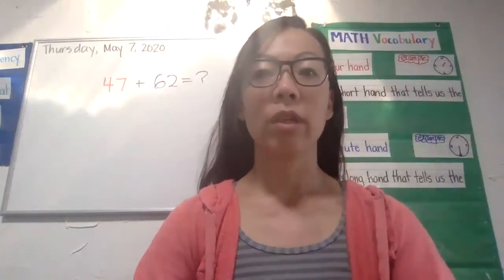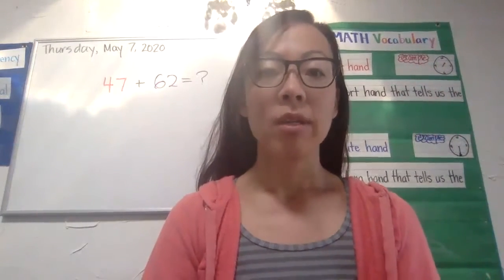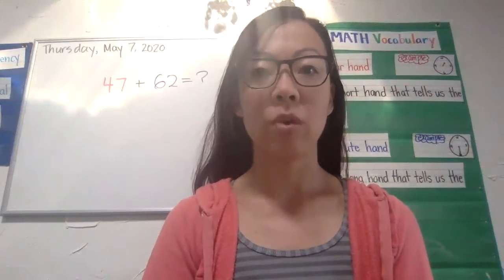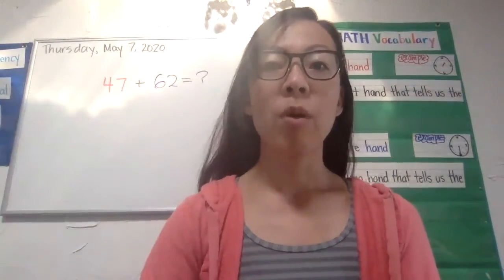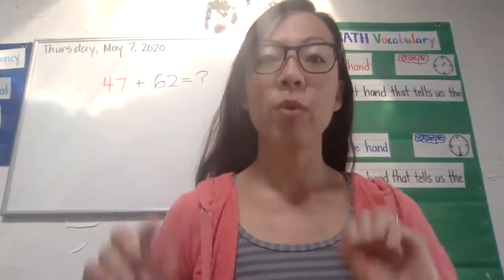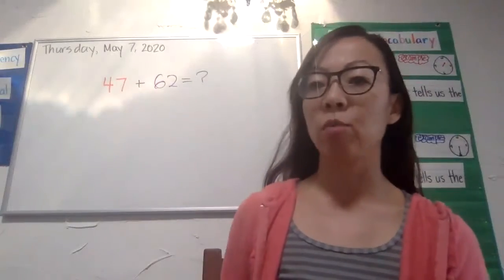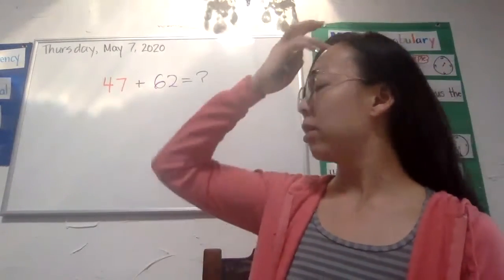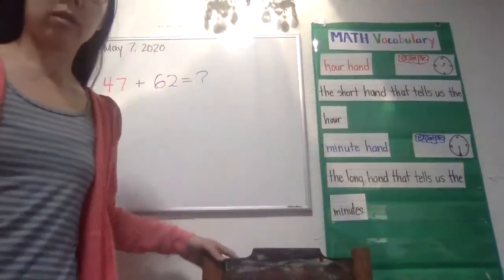Scholars, we've been working with addition in our word problems for our problem of the day and our time. So before we jump into our work on time today, I wanted to take a moment to solve a problem and just do a quick reminder when we're regrouping, because we've been regrouping a lot of ones, but we can also be regrouping tens. So let's take a look at this problem. This is 47 plus 62. So let's take a look at how we would solve this problem.